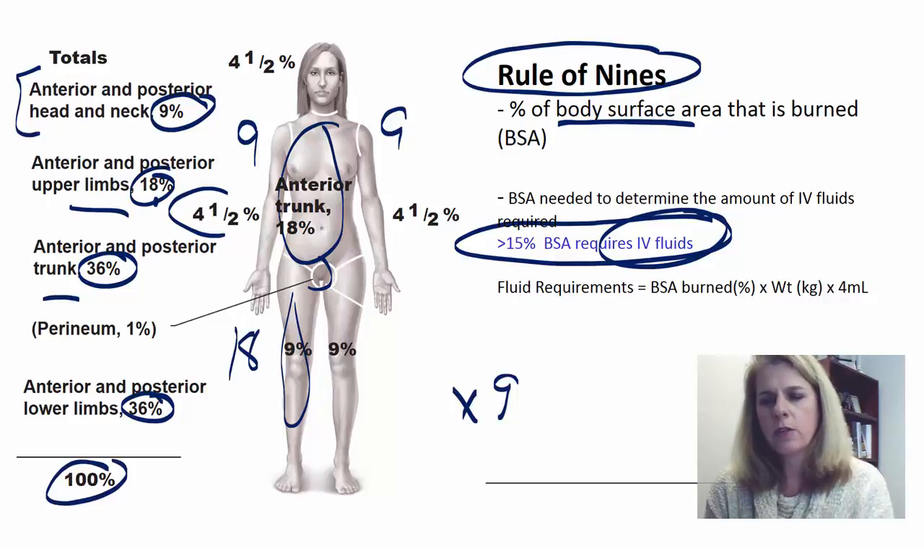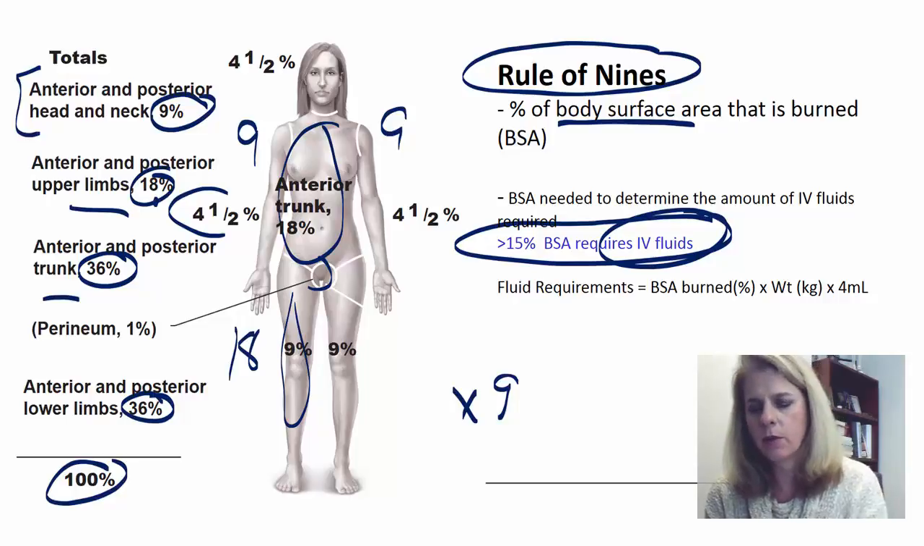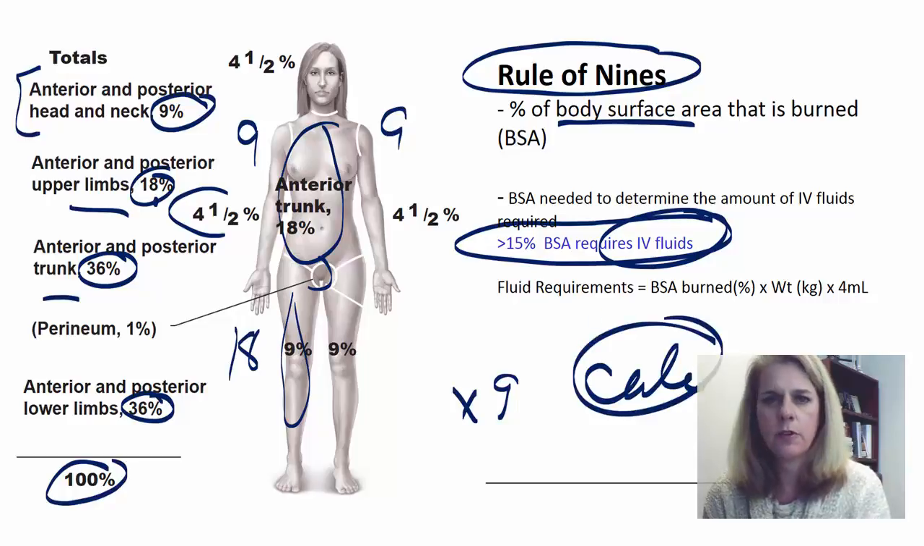Okay. So when you look at someone's arm, you'd say, okay, front and back, so it's 4.5, 4.5, that's 9, and you start adding up your nines. And so you can quickly do a little multiplication and figure out how much of the body is burned. Now, you cannot have a calculator on your test. You guys should be able to do your nines. If you can't, I have a little trick for you.